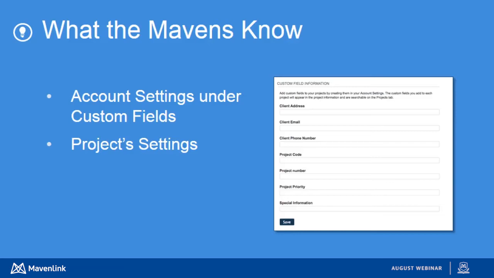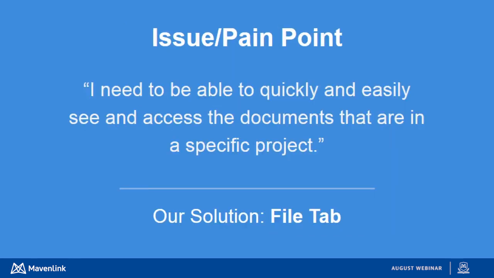Now, Laura, I have a question for you. Sure. When I'm working projects in Mavenlink, I've been loading an awful lot of files into one particular project, and I need to be able to access one file really quickly. How can I do that?